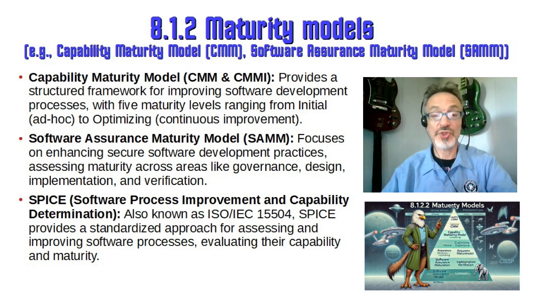8.1.2. Maturity models. These models help organizations assess and improve the maturity of their development process, with a particular focus on security. CMM, or the Capability Maturity Model, and its newer version, CMMI, provide a structured approach to improving software processes. They outline 5, and CMMI has a 0, so 6 maturity levels, from ad hoc processes at the lower end to optimized and continuously improving process at the highest level.